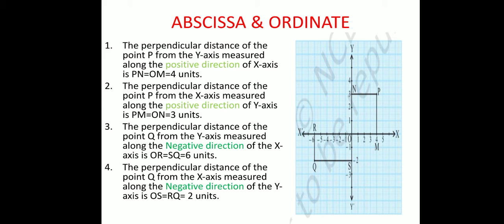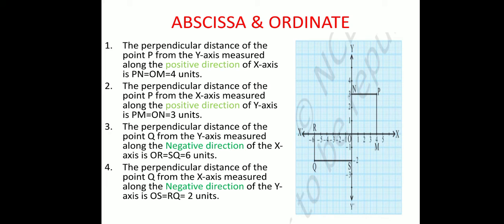The perpendicular distance of the point Q from the y-axis, measured along the negative direction of the x-axis, is OR and SQ. So what is the distance of OR? OR is equal to 6 units, so SQ is also equal to 6 units. So we can say OR equals SQ, and SQ equals 6 units. Now last is the perpendicular distance of the point Q from the x-axis, measured along the negative direction of the y-axis, which is OS.